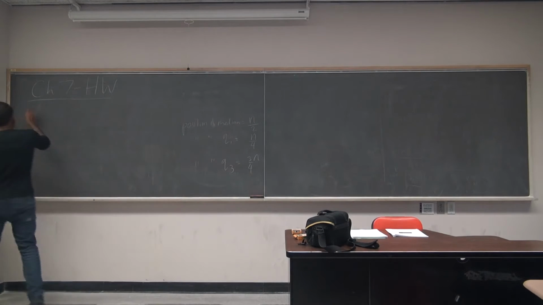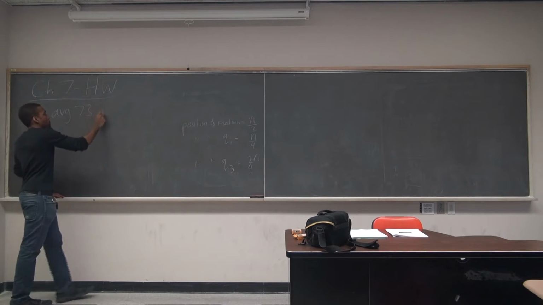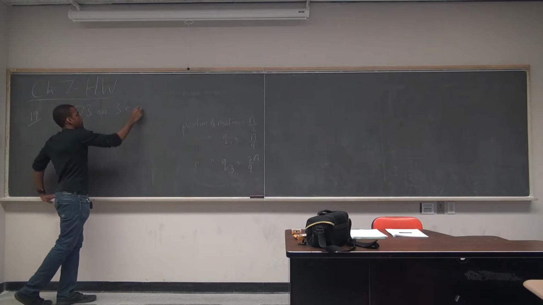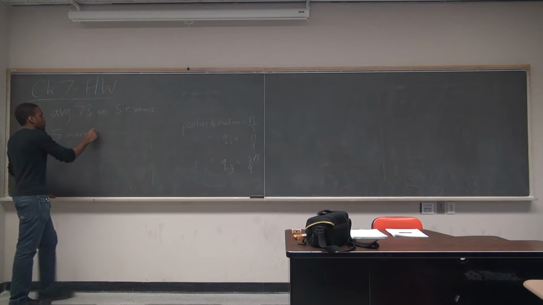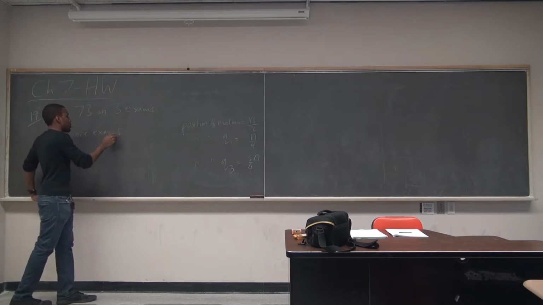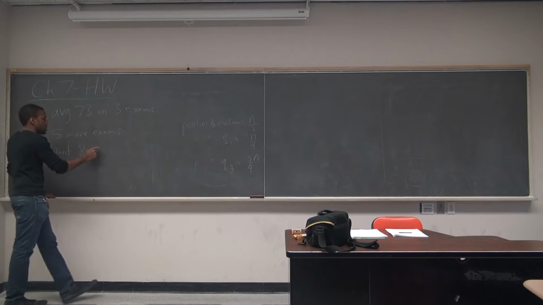Problem 19. What does that say? It says, suppose you obtain an average of 73 on 3 exams during the first half of the course. 5 exams are scheduled for the second half. What must your average be on the remaining 5 exams to produce an average of 80 for the entire 8 exams? 5 more exams. You want an average of 80 for the entire 8 exams.